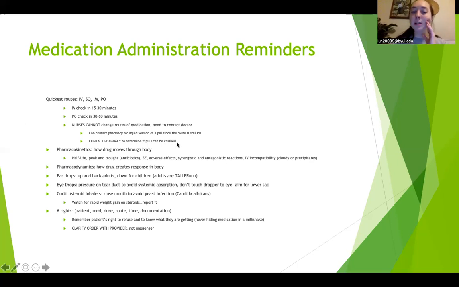If you want to crush the pills, make sure you contact pharmacy to ensure that it's safe to do so. If you are splitting pills in half, you can't split them unless they are scored, so they have that little line down the middle.